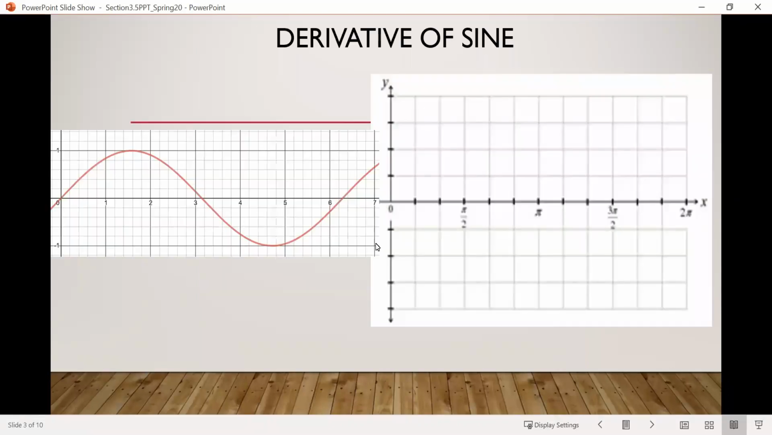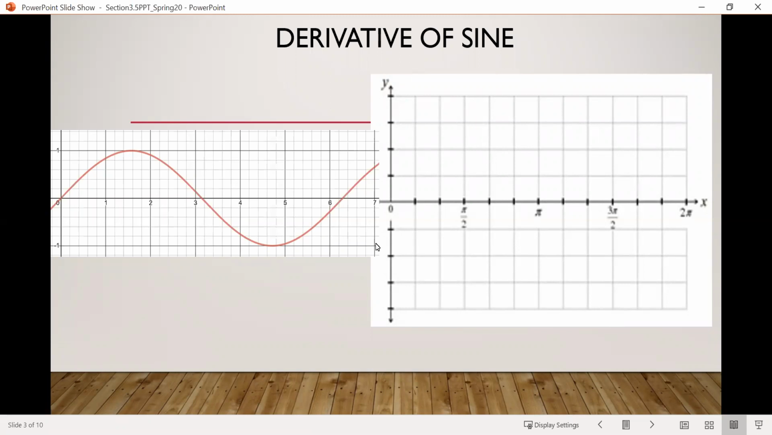Okay, so first thing we're going to look at here is the derivative of the sine function. You'll notice over there on the left, I have a graph of a standard sine function, so it hasn't been transformed or anything like that. And on the right, I have a blank graph. What we're going to do is look at the slopes of the tangent lines at different points along the graph of sine, and use that to try to draw a graph of the derivative of sine.